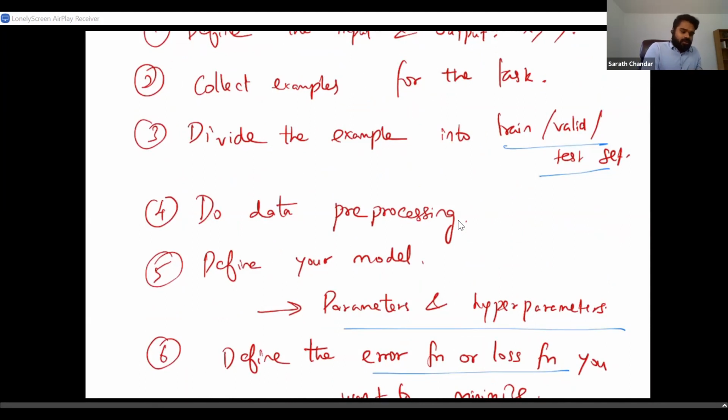Okay, so now let's move to a new type of prediction problem. We have seen a regression example. Let's also see one classification example.